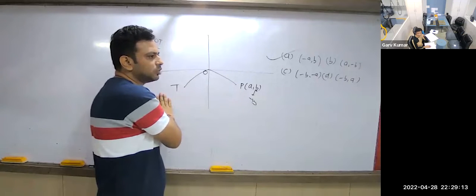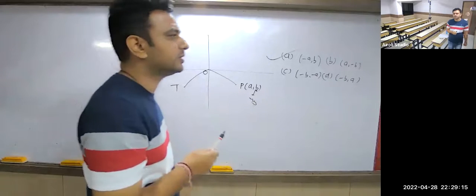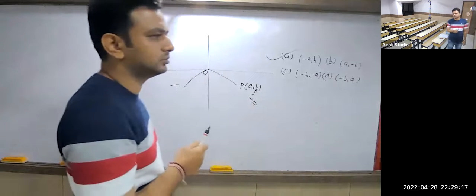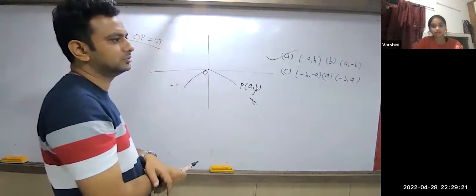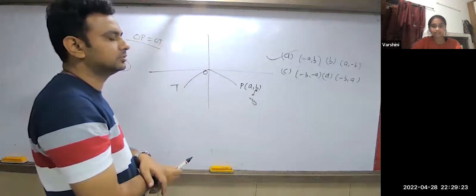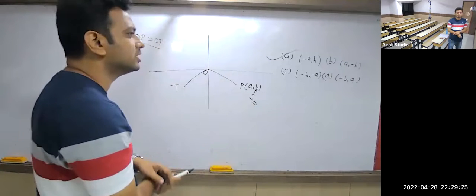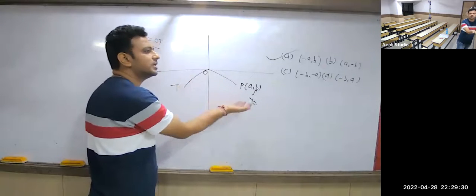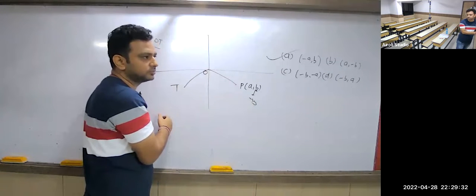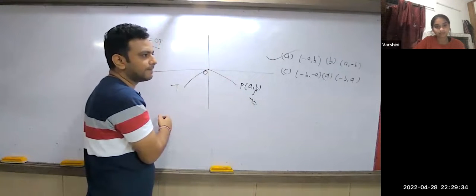Yes, sir. Okay, Vasni, which approach have you applied? Sir, I just took point P reflected on the y-axis, so the x-coordinate will become negative, so minus A comma B. Right. For that, you have told that this distance is equal, so it will be the reflection of it. Yeah, sir. Okay, clear?